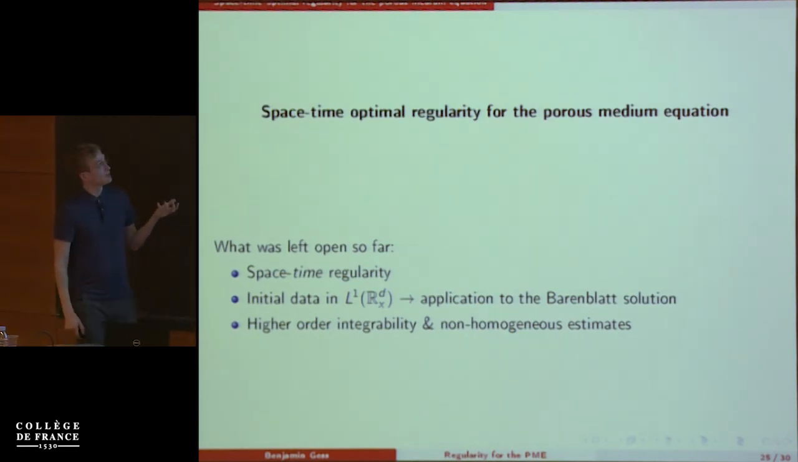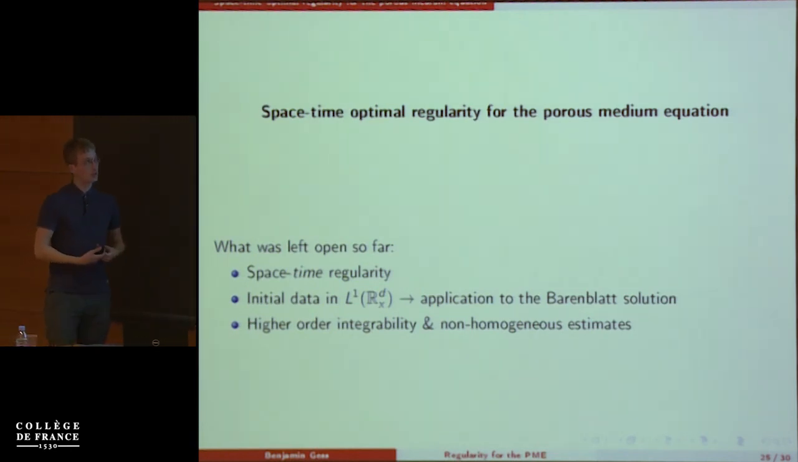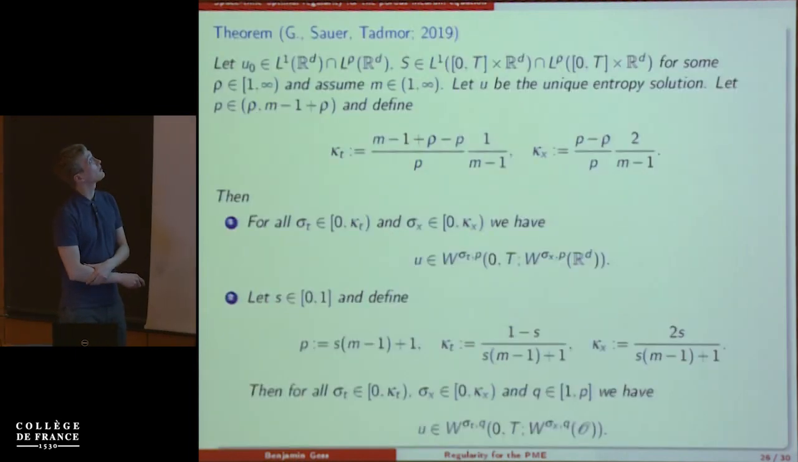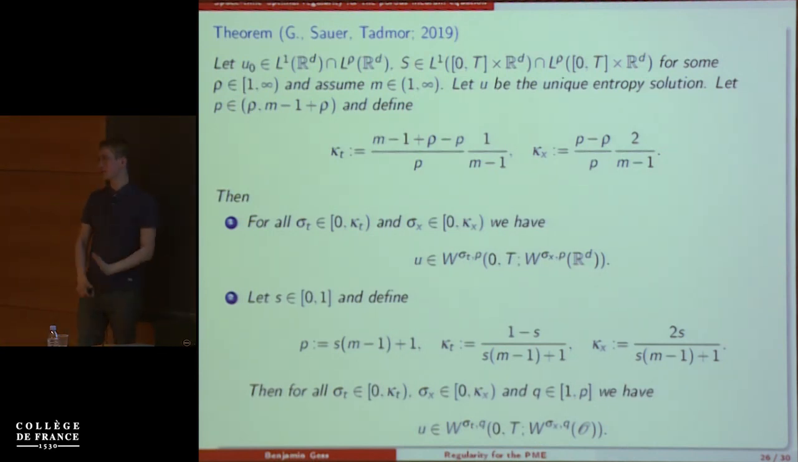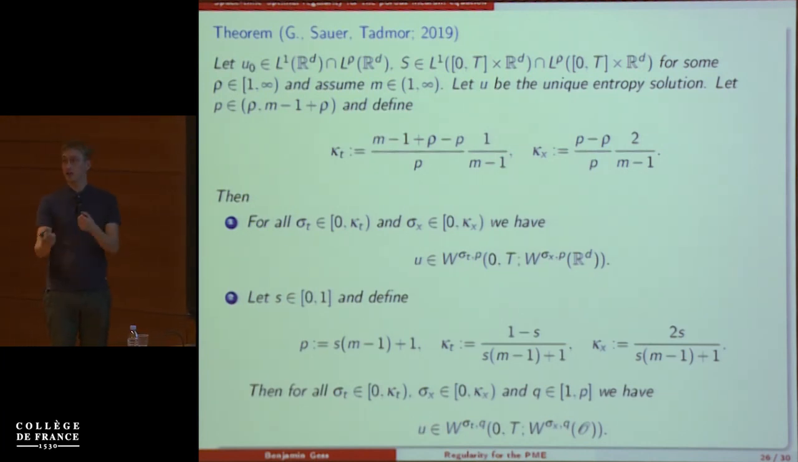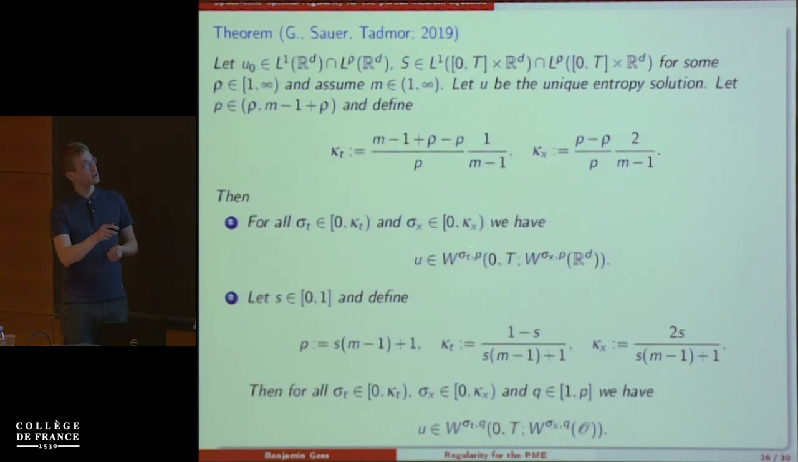And yes, so I guess the task here is to do the full thing. And this is the second work I mentioned in the beginning. So jointly with Jonas Sauer and Aiden Tatmore, I display here the result. Maybe take some time to digest. So this includes somehow all the limiting cases that you would actually want to understand. So it does give you space-time regularity. So you get regularity in the direction of time and in the direction of space in an optimal way.